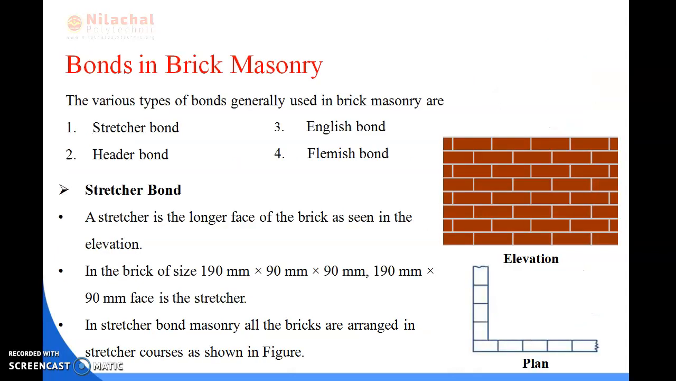So next we will be reading about what the bonds in brick masonry are. There are 4 types of bonds in brick masonry. First is stretcher bond, then header bond, English bond, and Flemish bond. You have already seen these in the construction of walls. Mainly these images have been shown in your walls. And first we will be reading about stretcher bond.